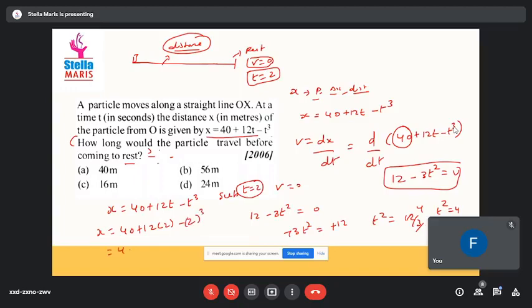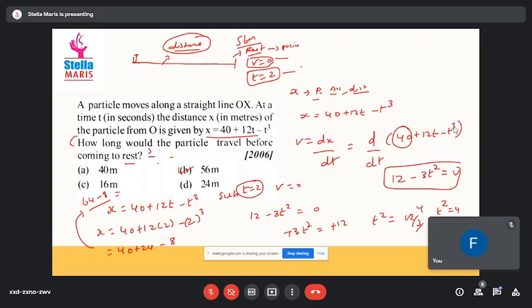So this becomes 40 plus 24, right? 12 into 2, 24, minus 8. So what happens? I think 64 minus 8. So what is the answer? 56. Yes, 56 is the right answer. 56 is the distance here. 56 meters is the distance from here to here at rest. While attaining the rest position, the distance traveled is 56 meters. Velocity is equal to 0. Time is equal to 2 seconds. So you understand this question?